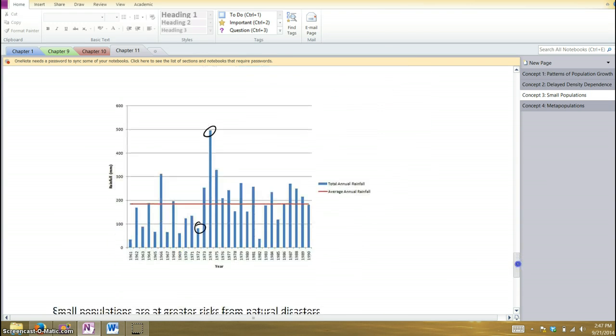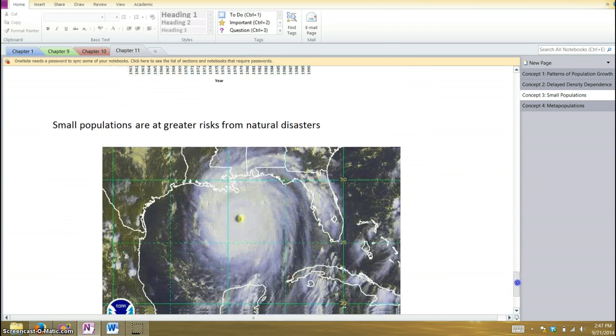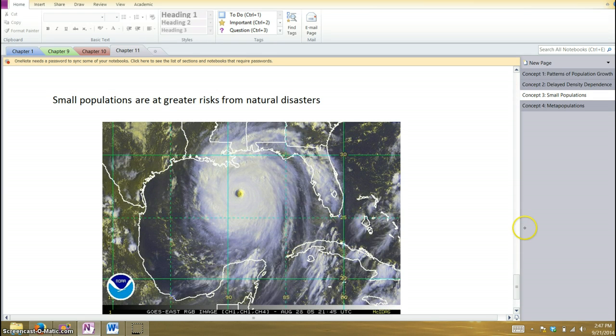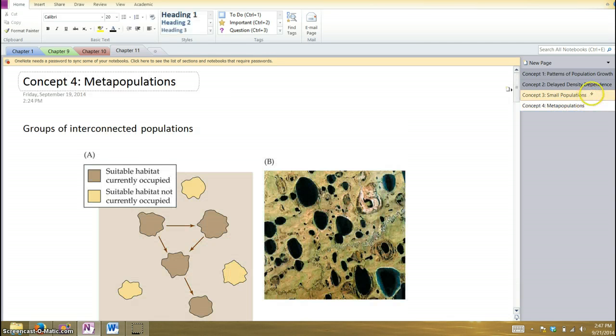So environmental stochasticity, and think of things like natural disasters. Here this happens to just be a satellite image of Hurricane Katrina from 2005. If you can imagine a population of something that spans the whole Gulf Coast, it's going to be less impacted than if you happen to be a relatively rare species that's only found right here and you happen to be in the path of this storm. That storm has the potential to essentially knock out your population.